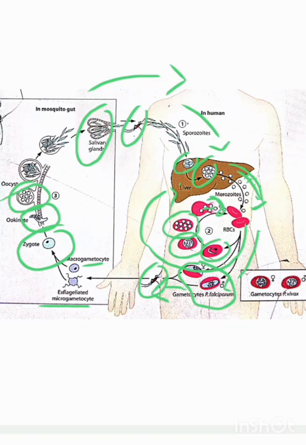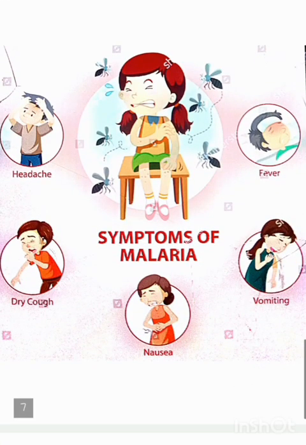Now let's see the symptoms of malaria. What are the symptoms of malaria? Firstly, fever. As I said, why does fever come? When many RBCs rupture at the same time, they release toxins into the blood. These toxins cause the fever, chills and sweating that occur in malaria.